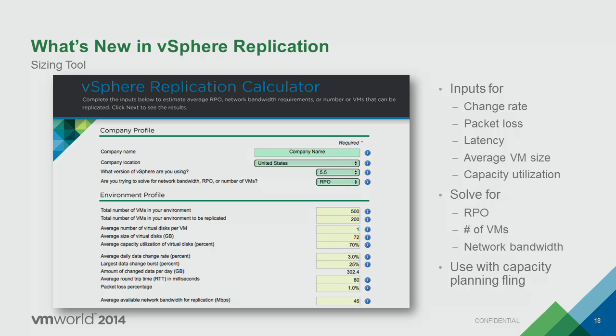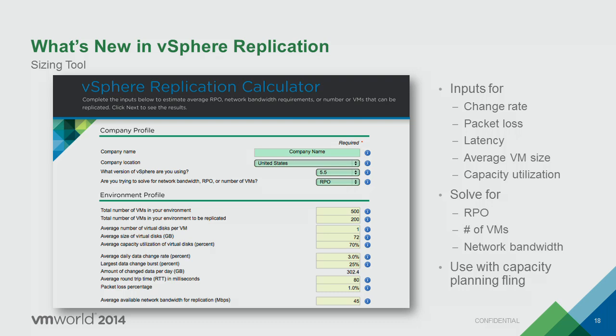And ideally, you would use that in conjunction with this new web-based tool, which takes a number of different inputs that hopefully you'll have a pretty good idea of in your environment. So things like change rate, and this is something you could get from that Fling. Things like packet loss, hopefully you have somebody in your network team that can tell you your packet loss rate, latency, and your bandwidth or your throughput. Average VM size, capacity utilization, if you've got thin VMs versus thick and how much they're actually being used.